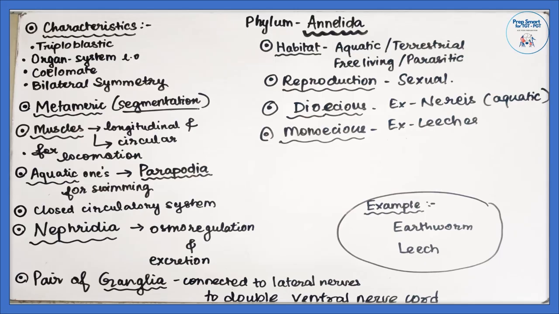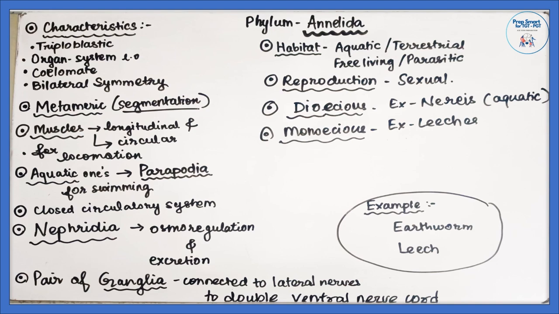The next phylum for discussion is phylum Annelida. Annelids are segmented worms with an elongated body possessing triploblastic layers. They show organ system level of organization. They are coelomates. They are bilaterally symmetrical. They also show metameric segmentation. The external division of the body by annuli corresponds to internal division of the coelom by septa.